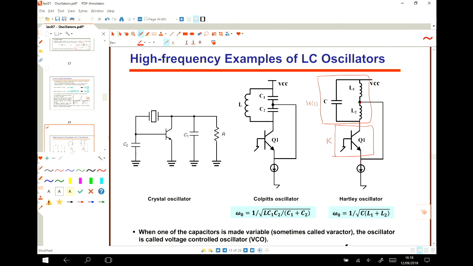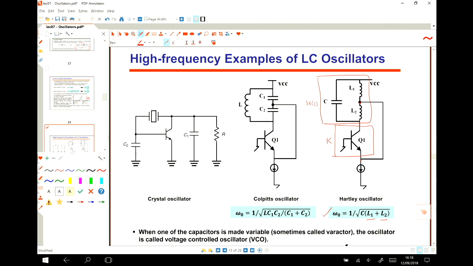This is a Hartley oscillator, and we just saw that, okay, this is the resonance frequency. The values for L1 and L2 come from the gain of this transistor. So we have one exercise to see how we can calculate the values for L1, L2, and C. Okay.